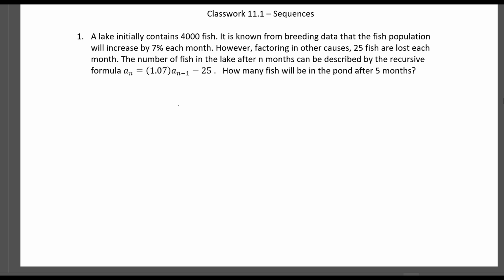The number of fish in the lake after n months can be described by the recursive formula a sub n equals 1.07 times a sub n minus 1 minus 25. The question asks how many fish will be in the pond after 5 months. The formula that we see being used here is what we call a recursive formula. The idea behind a recursive formula is that month n is defined in terms of the prior month. In this problem, they're telling us initially, so we could say month 0, we have 4,000 fish in the lake. So to find the number of fish in the n equals 1 month, we're going to take 1.07.